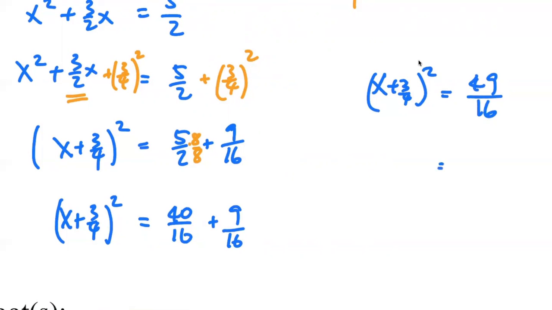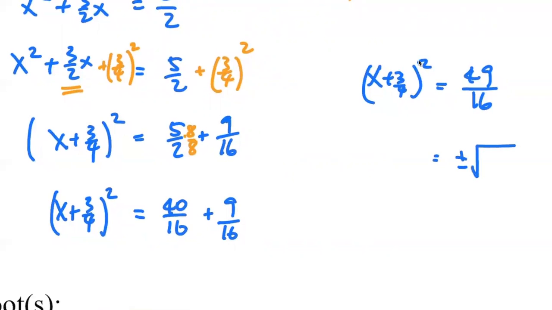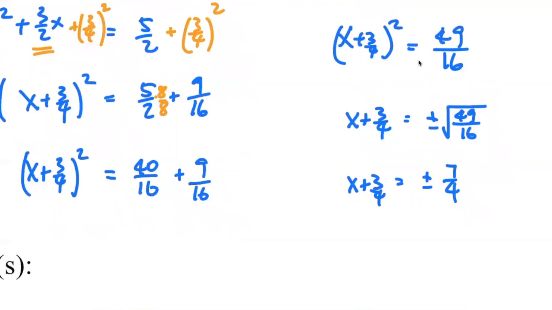Interesting. We're going to take the square root on both sides, and we would take the plus or minus square root on the right-hand side. Do you see anything special? Well, 49 is what? 7 squared. What is 16? Oh, 4 squared. Wait, hold on. You're taking the square root. What is the square root of 49? That is 7. What's the square root of 16? That's 4. So you have x plus 3/4 equal to plus or minus 7/4.